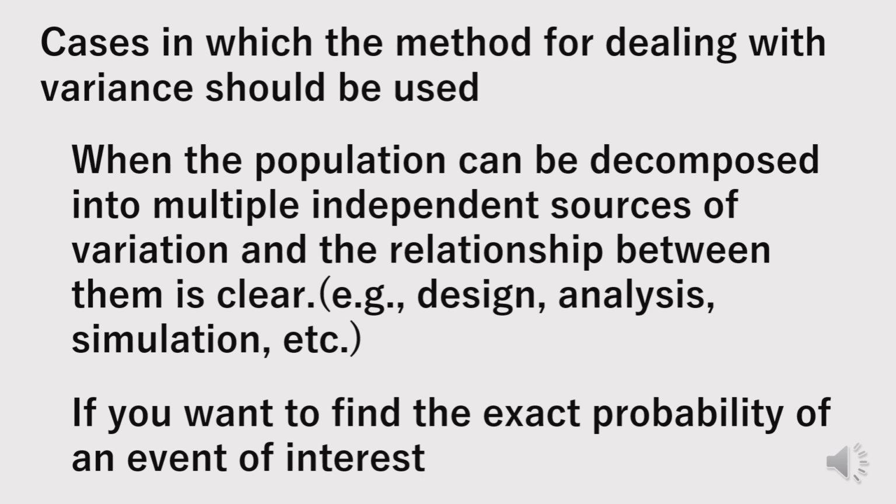The following is a summary of cases in which you should use the method for dealing with variance. First of all, existing probability statistics provide relatively accurate results when determining the mean or variance of a single source of variation in a target population, but they do not provide accurate results when determining the desired probability distribution or exact probability value when there are multiple mutually independent and complex sources of variance. It is in these cases that the method for dealing with variance should be used. Therefore, the method for dealing with variance provides a highly accurate computing environment for design, analysis, and various simulations.